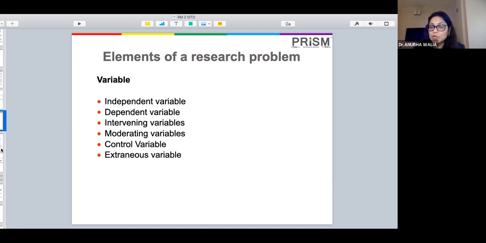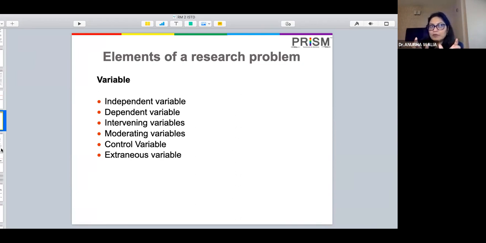There is also something called an intervening variable. Now please remember, intervening variables impact the relation between the independent and the dependent variable. The intervening variable is usually caused by the independent variable and becomes the cause of the dependent variable. These are also called mediating variables.